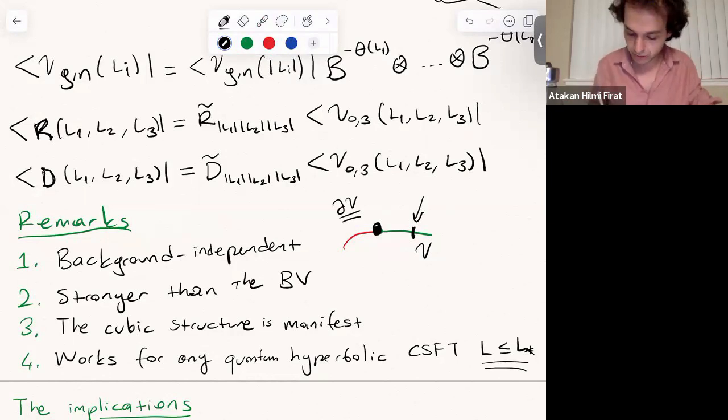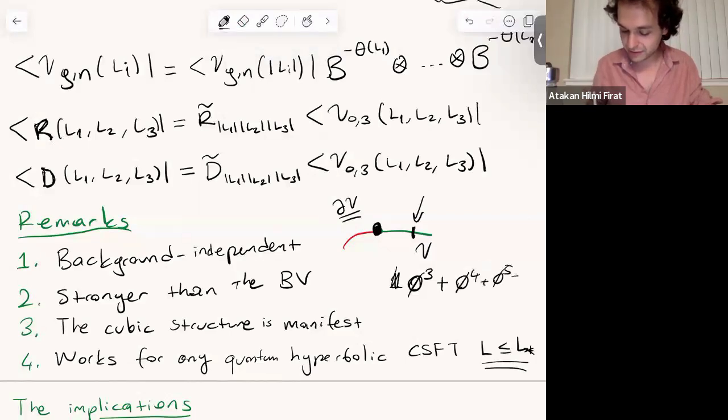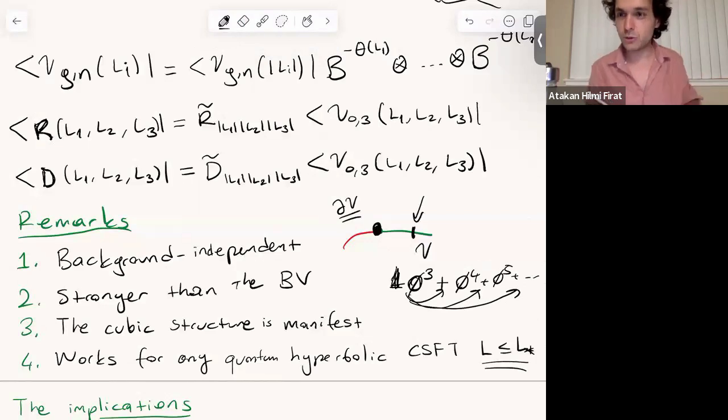Let me give you an example. Imagine you have a scalar theory with phi cubed, phi to the 4, phi to the 5th, and so on. You can say they are recursively determined. It's a stupid example, but say you have such a theory: if your cubic vertex coefficient is 1, then the next coefficient is 1, and so on. So it determines each vertex recursively. That's what I mean here, if that makes any sense.